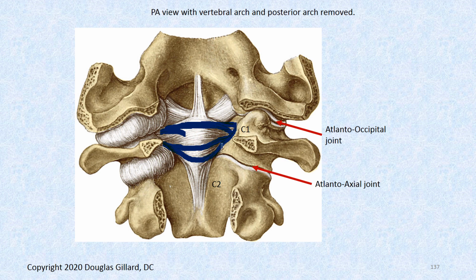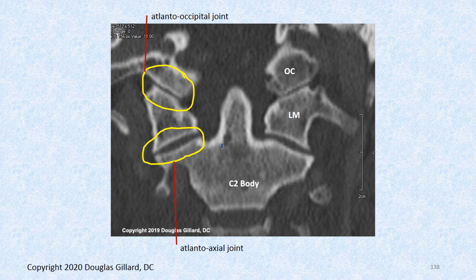And there they are, CT coronal cut right through the dens. You can see these joints quite nicely on CT scan.